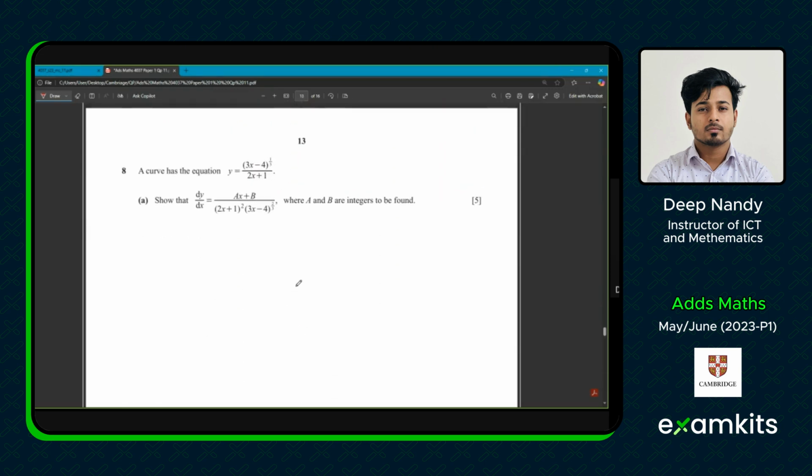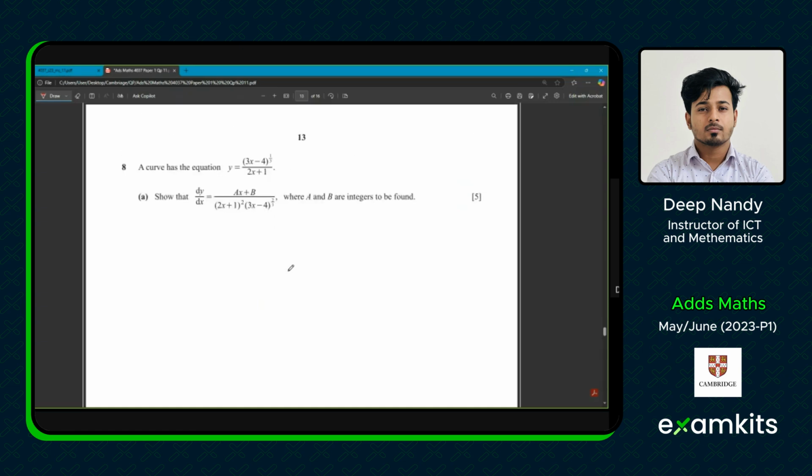Now for question number 8, a curve has the equation y equals (3x minus 4) to the power 1/3 divided by 2x plus 1. Show that dy/dx equals this. So you need to differentiate. We're going to differentiate using the quotient rule, u over v, that's v du/dx minus u dv/dx divided by v squared.